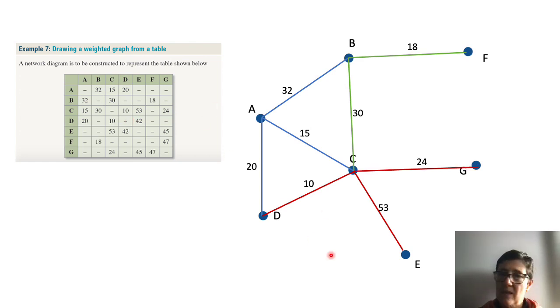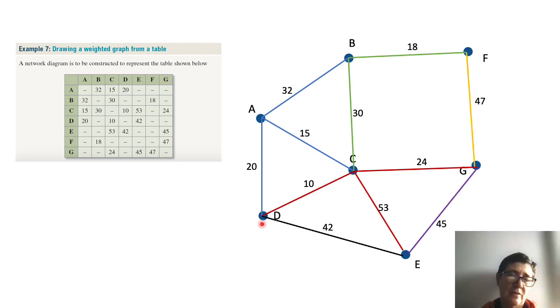Now I'm changing colours just so it's easier for you to see what I'm doing. There is no need to do that. Moving on to D. D to A is done. D to C is done. D to E, put it on, going down to E, and finished them off. I'm just very slowly going from vertex to vertex, completing it up and adding my weights.